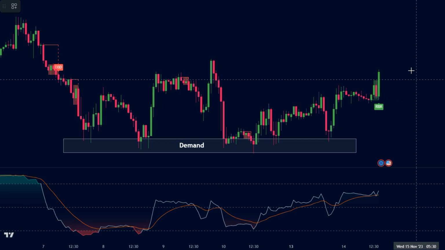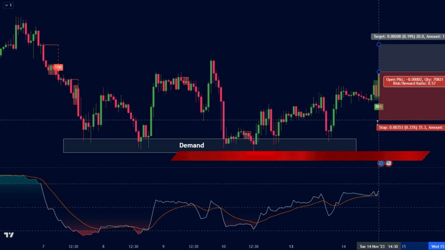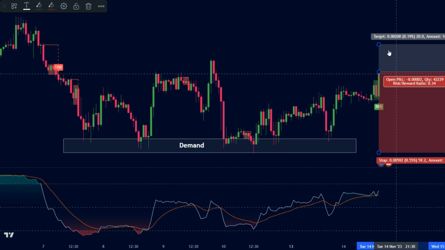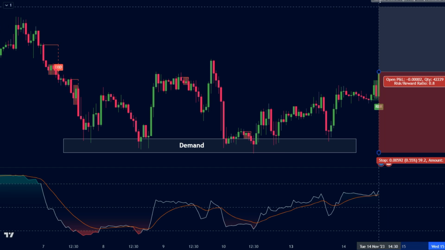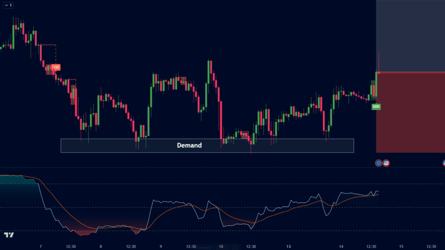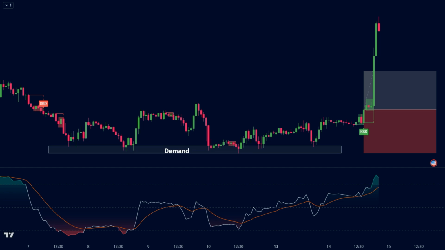The RSI's moving averages are like traffic lights for trading. When the white line crosses above the red line, it's like a green light flashing, signaling a potential uptrend. That's our cue to execute the long position. Now, let's protect our position with a stop loss, like a safety net. Place it below the swing low or a few pips below the demand zone. And for our profit target, we'll aim for a risk to reward ratio of 1 to 2, meaning we're willing to risk $1 to potentially gain 2. That's smart trading.